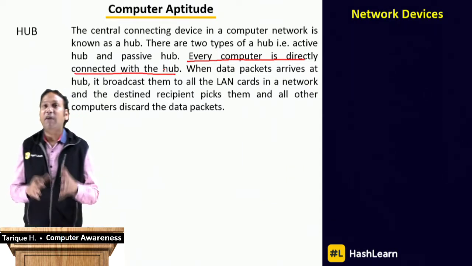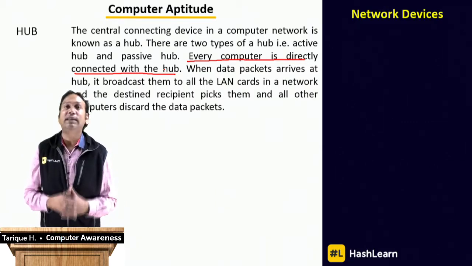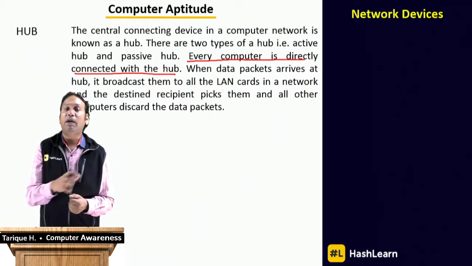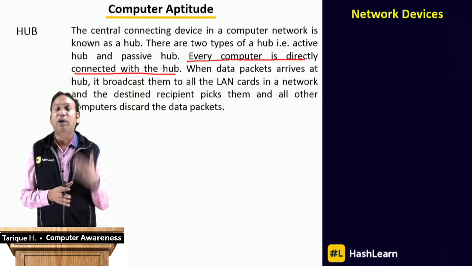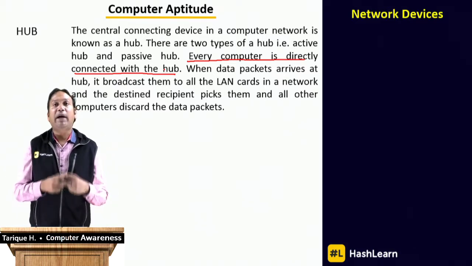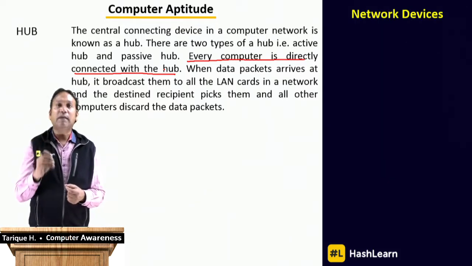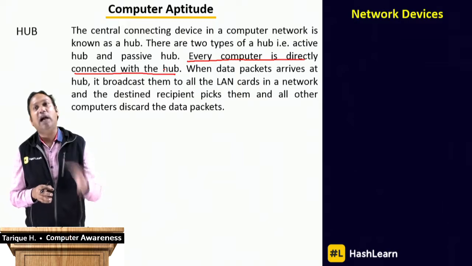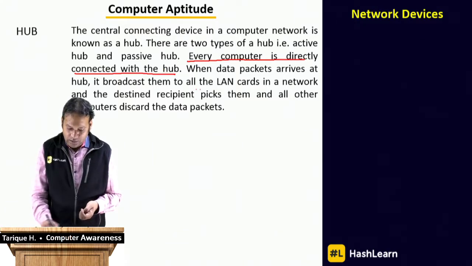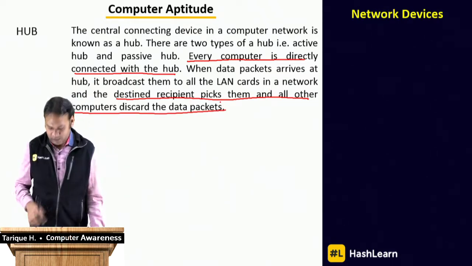When data packets arrive at the hub, the hub will broadcast them to all the computers. It's a broadcasting device. The hub will not discriminate between computers or select the computer to which that particular data packet has to be sent. Once it receives a data packet, it sends it to all the computers connected to the hub, and the destination computer is the one which uses it, while the other computers will discard that information. When data packets arrive at the hub, it broadcasts them to all LAN cards in a network, and the destined recipient picks them, and all other computers discard the data packet. That's how the hub works.